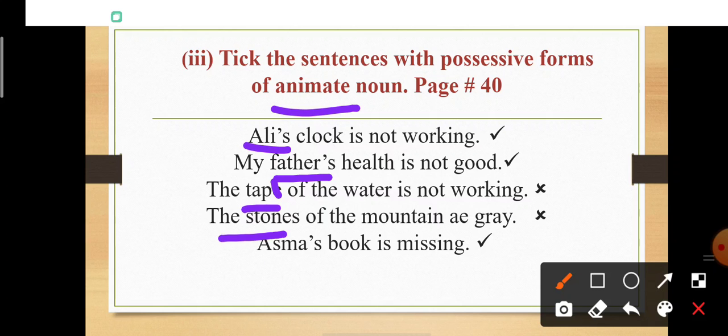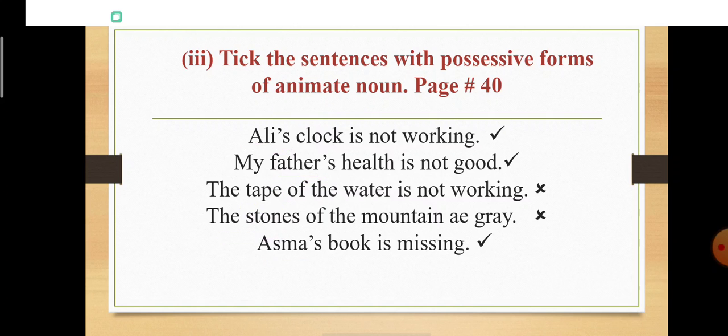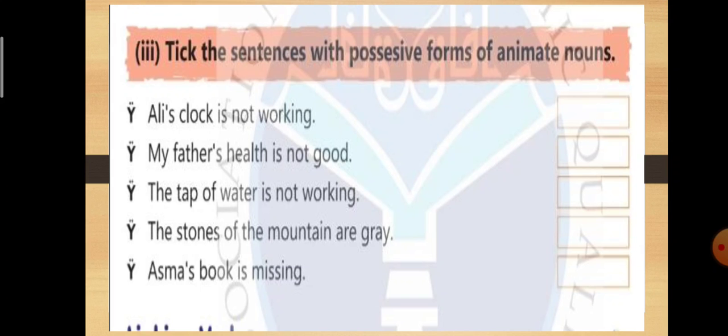Last sentence: Asma's book is missing. So Asma's shows it is a living person. Okay, it is an animate noun, so we will tick mark this sentence. So here is the exercise. You have to do this exercise in your book.